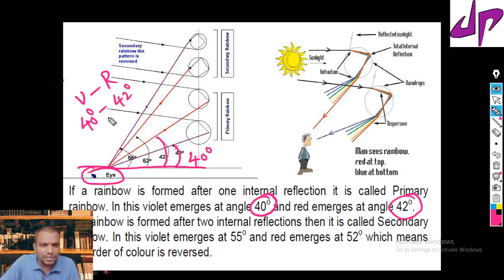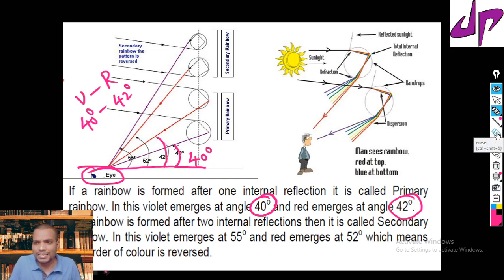And the rest of the colors' angles are in between, meaning the line of sight where we can see and how the color falls on our eye. There should be a certain angle. In that angle only the rainbow is observable. If this condition does not happen, we cannot see the rainbow.